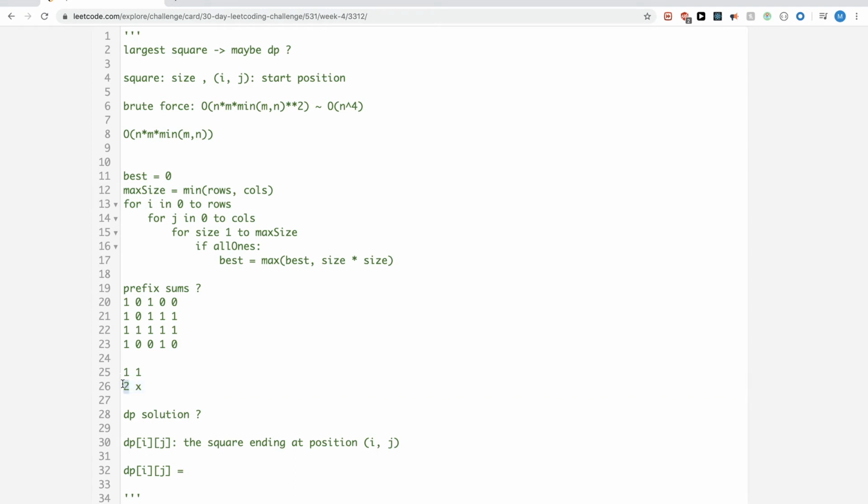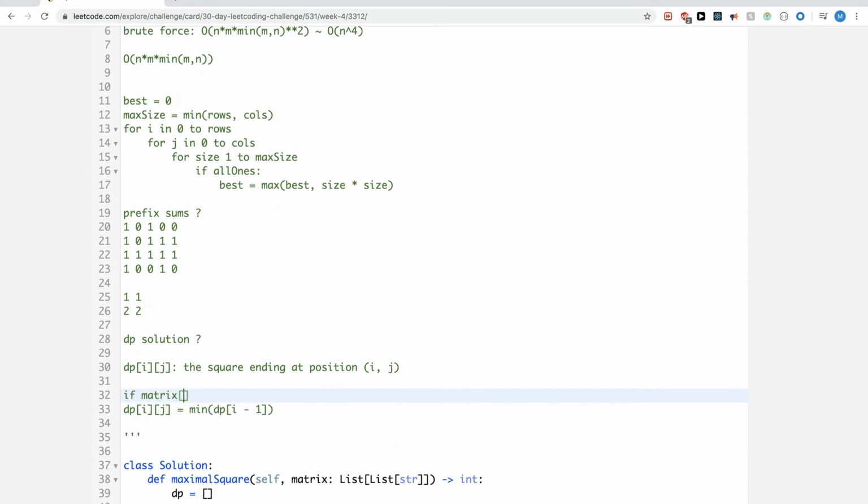Having 2 here means that, for some reason, it was the ending of the previous square, right? But we can't put 2 plus 1 and make 3, because here is just 1, which means there is 0 maybe above it or to the left or something. So we need to take the min and extend by 1. And the min is 1, so we'd have 2 here, right? So it's the min of all these neighbors plus 1, but we should do this only if the matrix at position i, j is equal to 1.